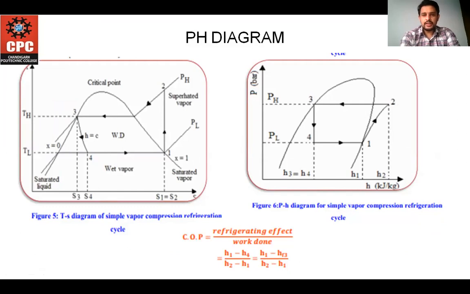Let's revise the temperature entropy diagram again. In this diagram, you can see that from 1 to 2, this is compression, and it is isentropic compression. That's why the entropy is constant from 1 to 2. The value of entropy at point 1 and the value of entropy at point 2 is not changing in the process of compression. That is why it is adiabatic compression.